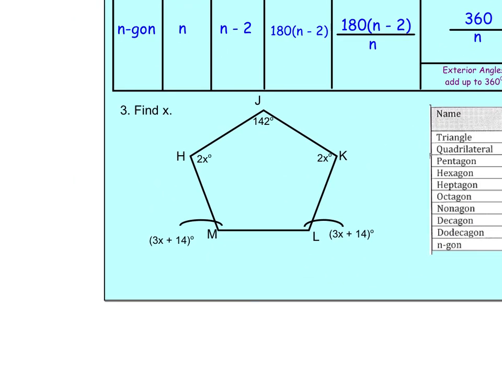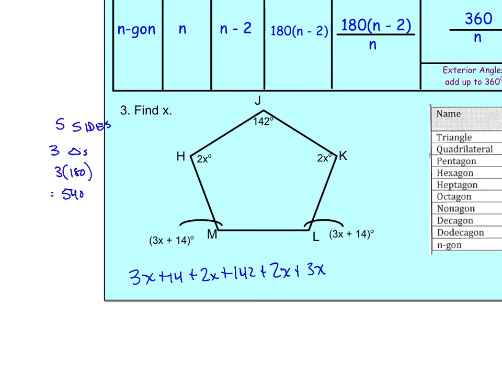Now this one's a little trickier. If you look back in your notes, you can see 5 sides, so 3 triangles. 3 times 180 is going to be 540. So now that's my total. All of these are equal to 540. So if I take 3x plus 14 plus 2x plus 142 plus 2x plus 3x plus 14, all of that equals 540.